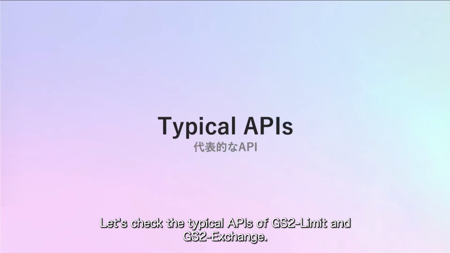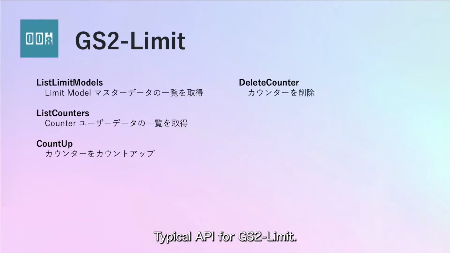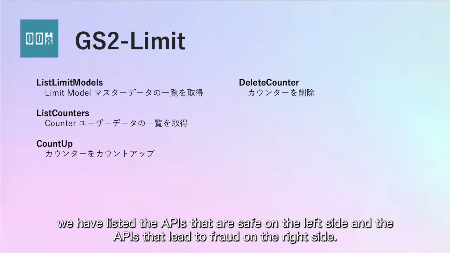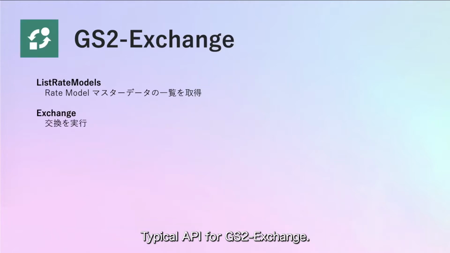Let's check the typical APIs of GS2 limit and GS2 exchange. Typical API for GS2 limit. As with the description of GS2 inventory, we have listed the APIs that are safe on the left side and the APIs that lead to fraud on the right side. Typical API for GS2 exchange.